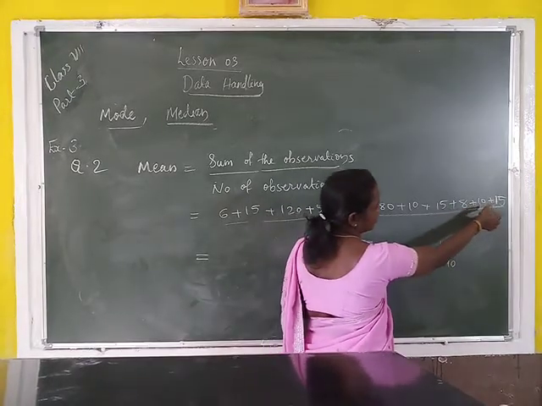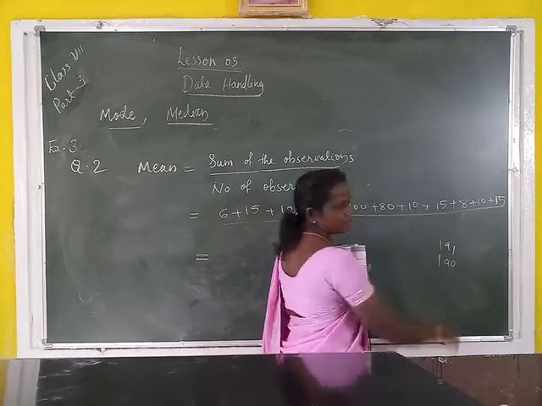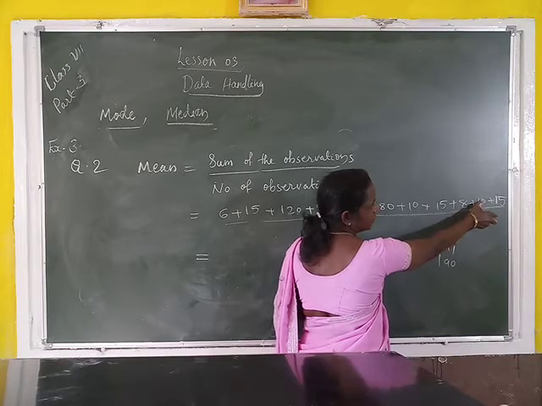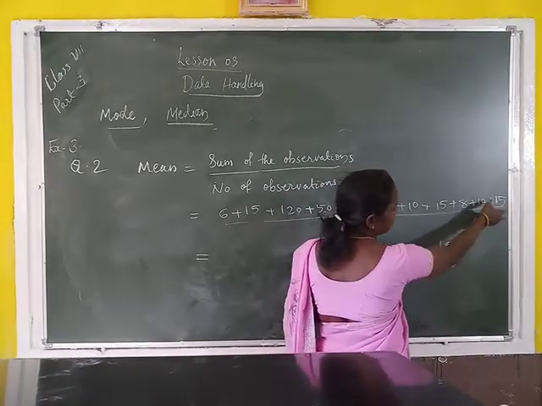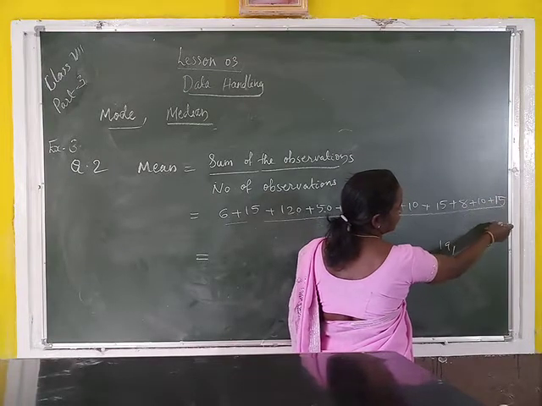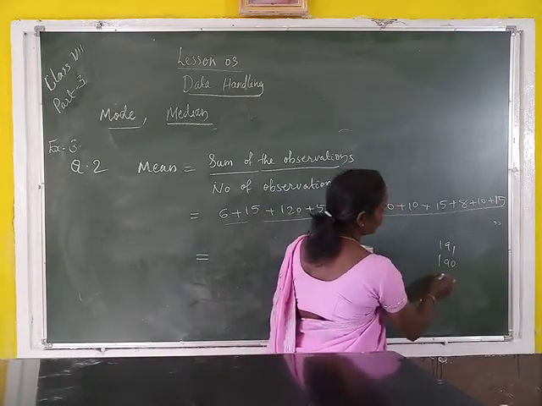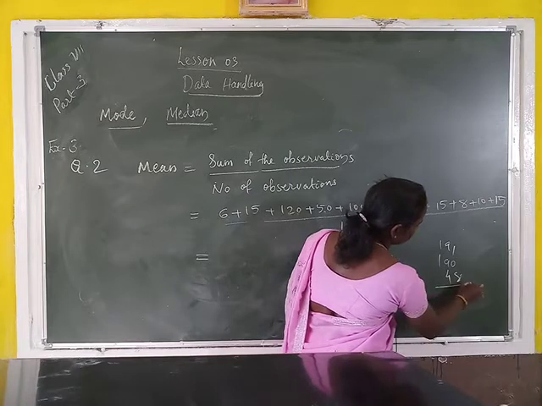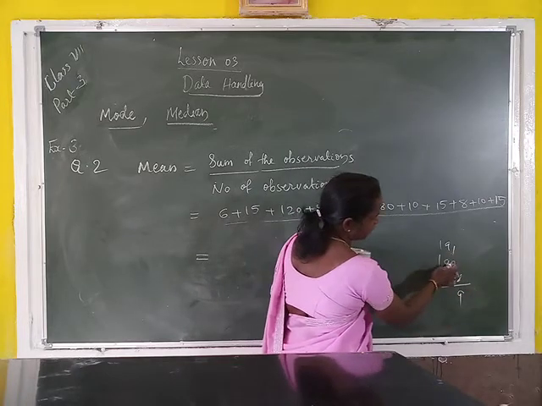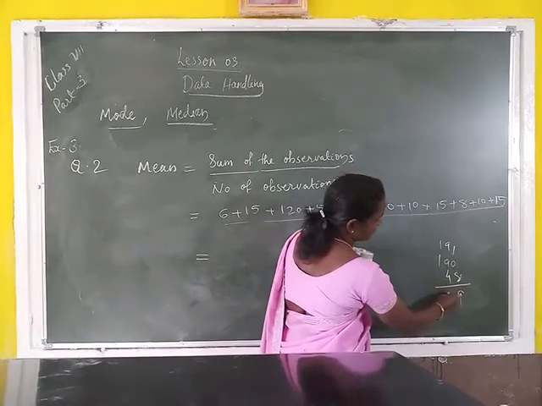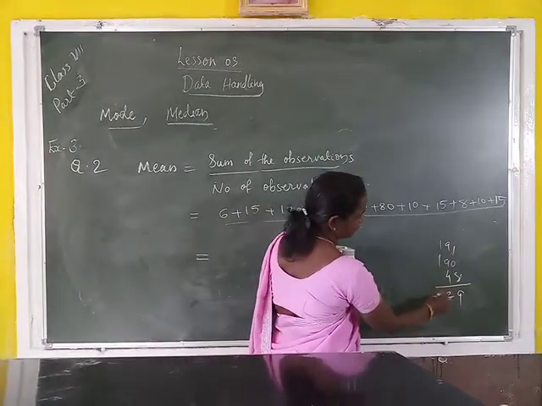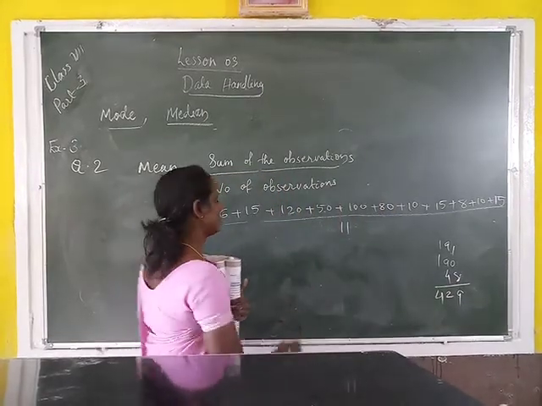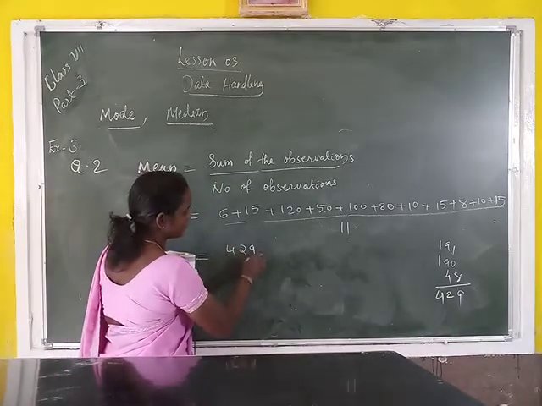Then next, 15 plus 8, 23. 23 plus 10, 33. 33 plus 15, 48. Then add this number also, 9. 9 plus 9, 18. 18 plus 4, 22. The total is 429, divided by 11.